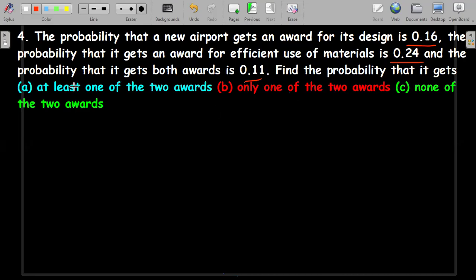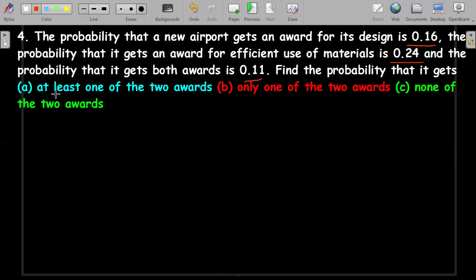A, they're saying the probability that at least one of the two awards is gotten. And then B, they're saying only one of the two awards. Then C, they're saying none of the two awards. So all these questions that they have asked here are different scenarios, and we handle them differently, depending on the language that is there. So you see why I was saying understand the language.